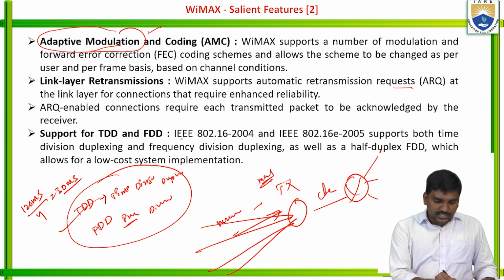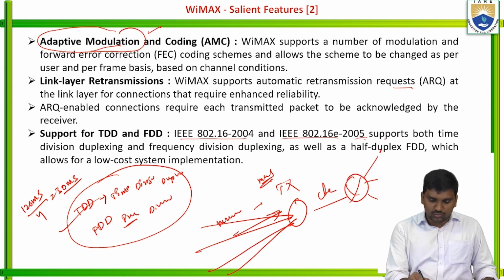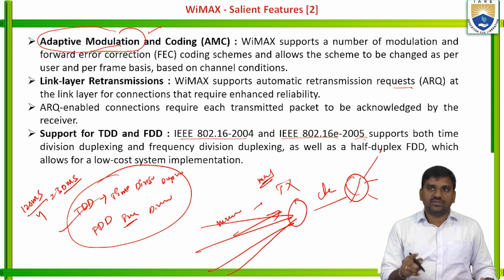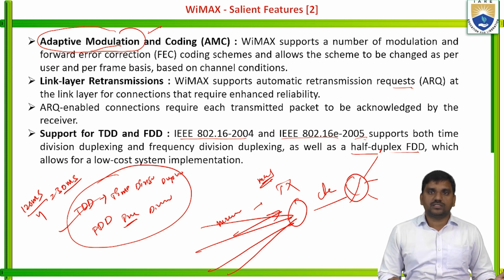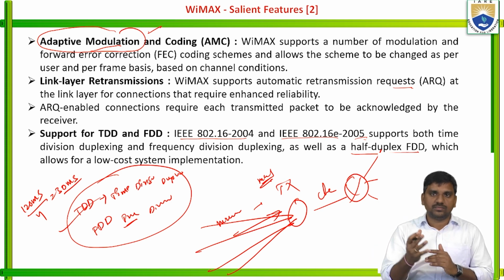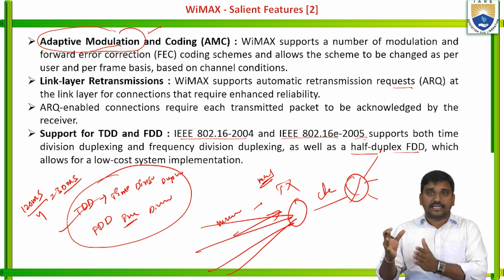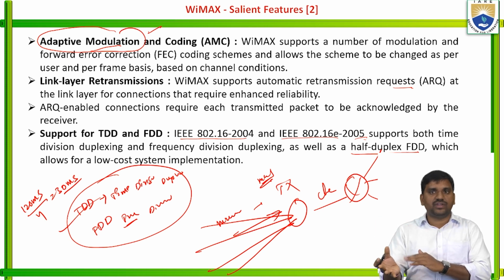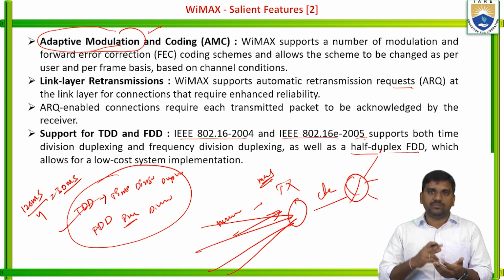So IEEE 802.16a supports both time division multiplexing and frequency division multiplexing, as well as a half duplex FDD which allows for a low cost system implementation. So this is one more feature of WiMAX, that is support for time division duplex and frequency division duplex. Overall it supports multiplexing techniques, either time division or frequency division, whatever it may be. The overall information from this point is WiMAX supports the multiplexing concept. Within that multiplexing, we have different types of methods: TDM, FDM, WDM, OFDM, like that.